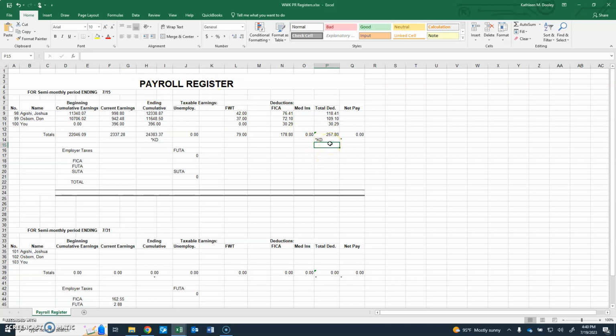Yes, it crossfoots. For the net pay, I'm going to take the current earnings of each person minus the total deductions of that person and get the net pay. So when I do that for Joshua, it's 880.39. And for Don, it's 833.